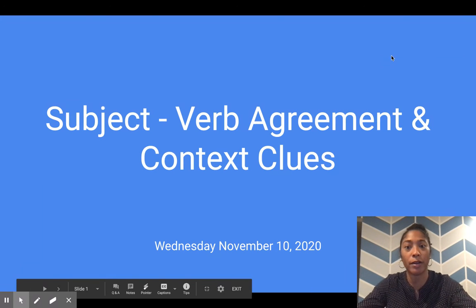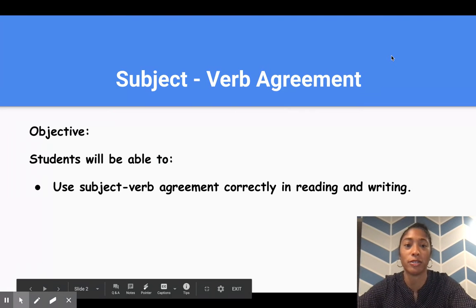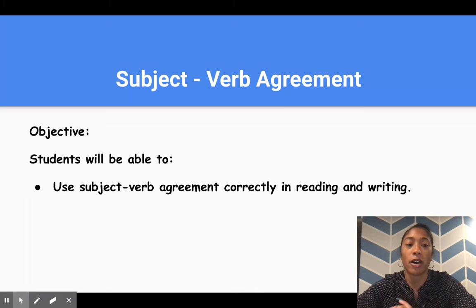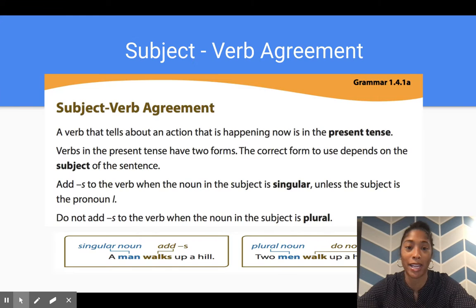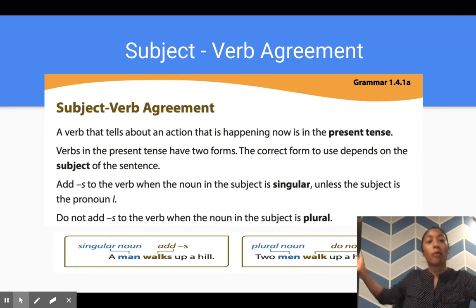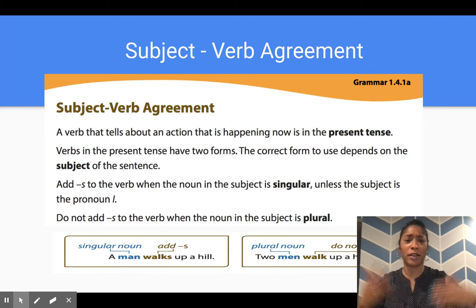So, today we are going to be learning about subject-verb agreement and context clues. Students will be able to use subject-verb agreement correctly in reading and writing. So, what is subject-verb agreement?